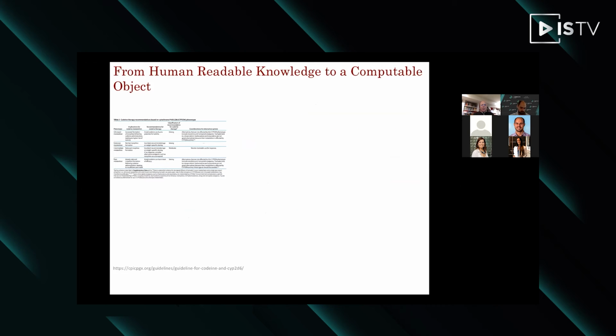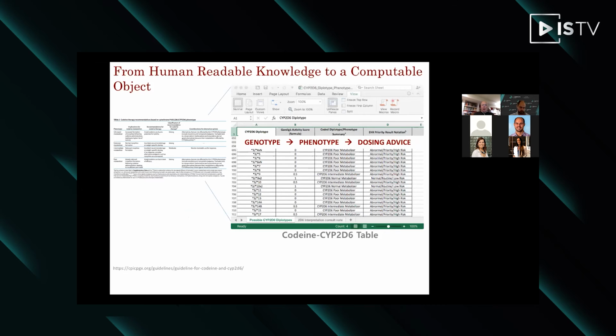But what you can do, in a way that is very much analogous to the pipeline I showed you before of taking human readable knowledge to computable knowledge, is take this table and convert it to a form that is much more amenable to coding by virtue of its structure, which takes a genotype to a phenotype to dosing advice, and that's the structure of the pharmacogenetics knowledge created by the CPIC. And you can do this for specific drugs and drug-gene relationships.